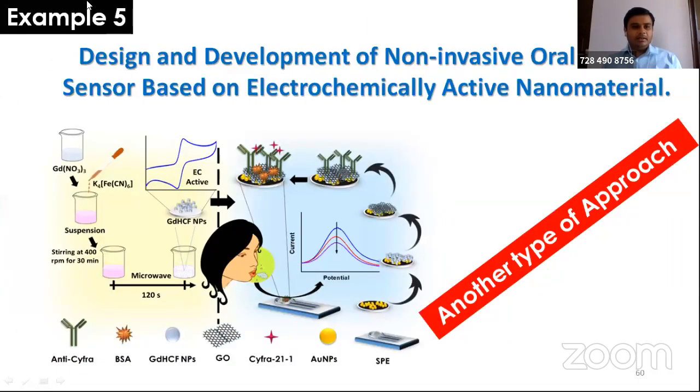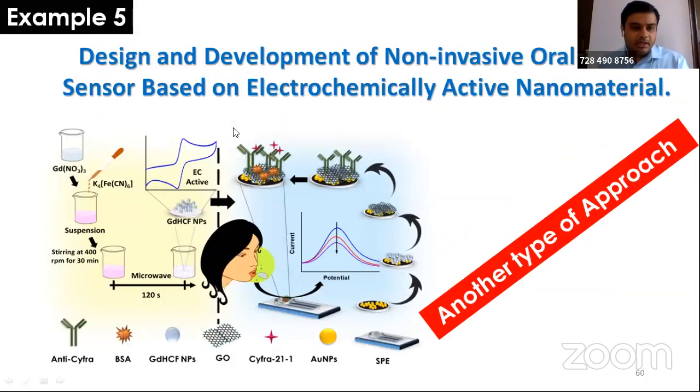This is the last example I'm going to talk about. Until now we have incorporated nanomaterial which assists in the formation of the signal. But this is one very classical example where a non-invasive oral cancer sensor has been developed using an electrochemically active nanomaterial, right? The importance of this particular example is that the material itself is giving a signal. Unlike other methods, where you have to add something in the buffer or somewhere to obtain the signal, in this case there is absolutely no need.